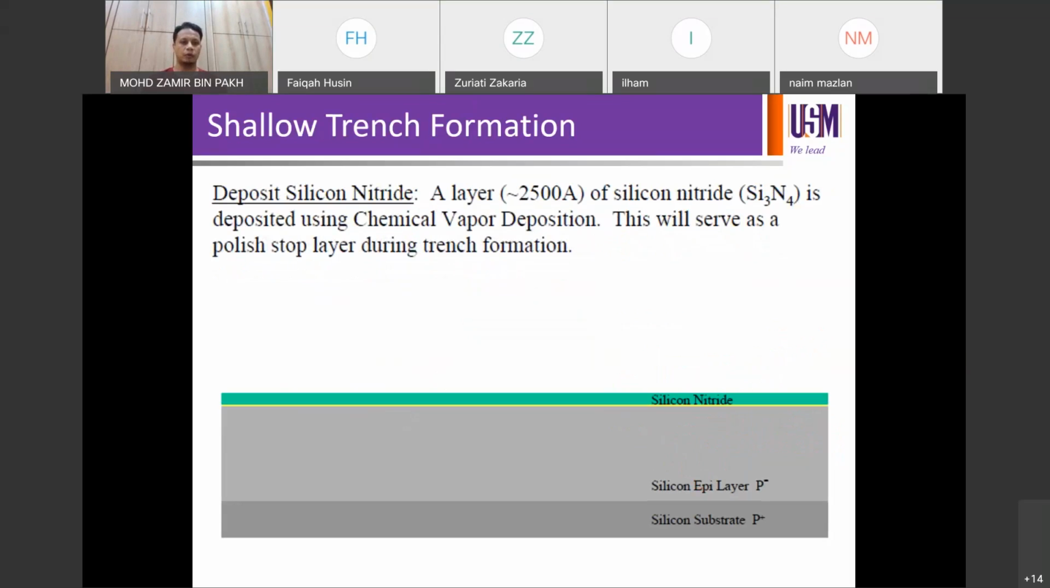Next, we deposit silicon nitride, 2500 angstrom or 250 nano, Si3N4 deposited using a CVD process. In this case, it's usually PECVD, plasma enhanced CVD, which we just learned last week. This will serve as a polish stop layer during trench formation. We're going to see trench formation later on, and nitride serves as a polish stop layer. Whenever the polishing reaches nitride, the process is going to stop. More or less it serves as a barrier to give you a signal that the process has to stop.